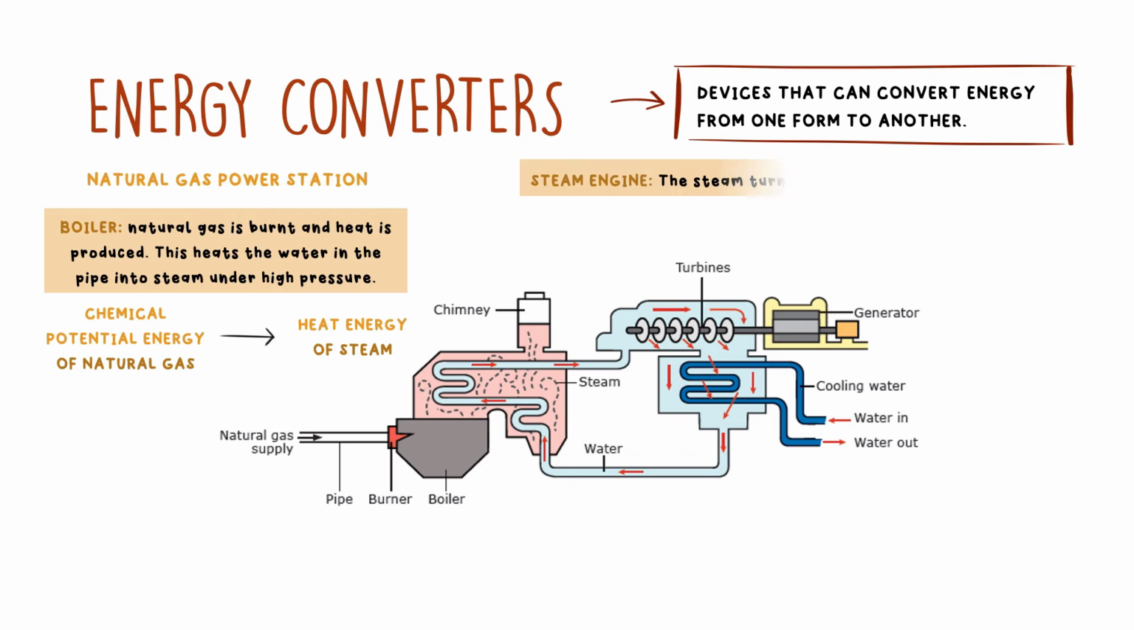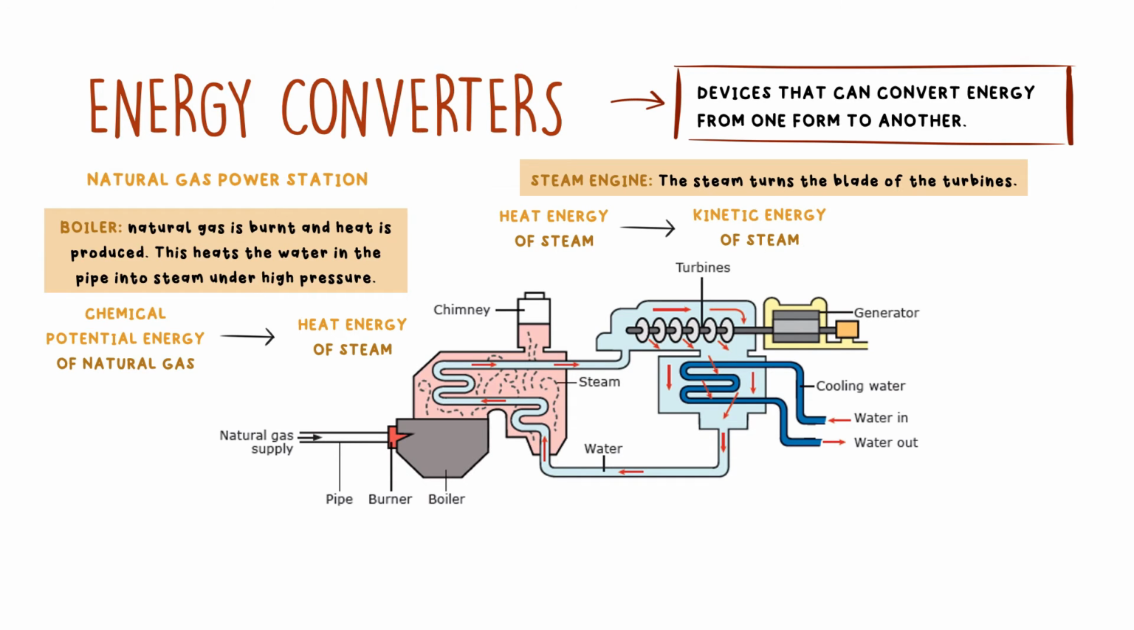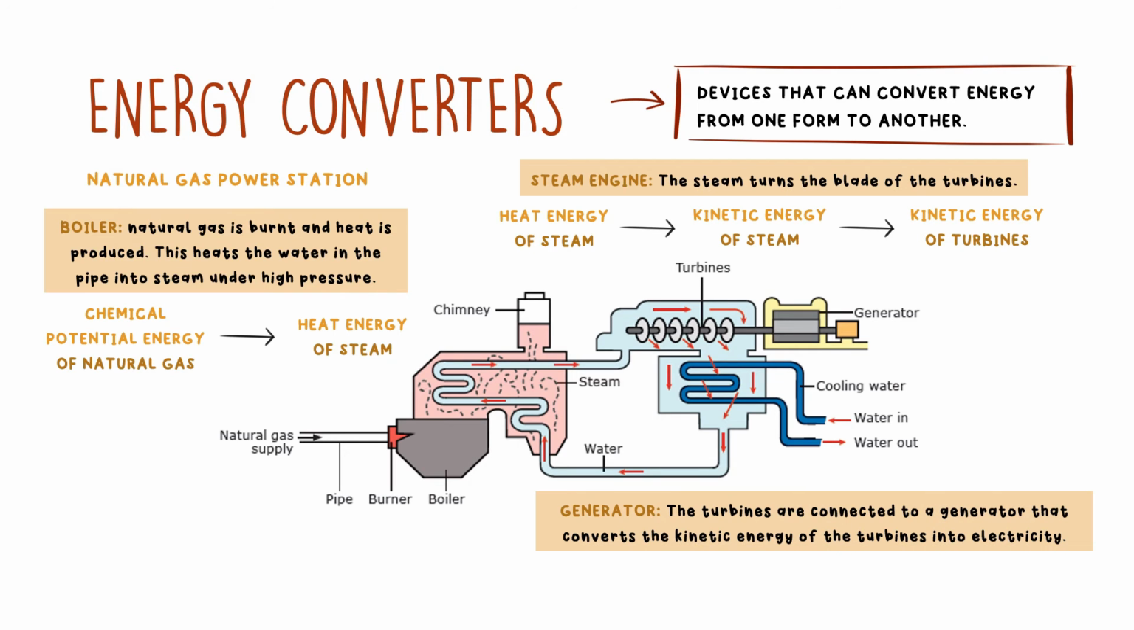In the steam engine, the steam turns the blades of the turbines. Therefore, heat energy of steam is converted into kinetic energy of the steam, and finally converted into kinetic energy of the turbines. The turbines are connected to a generator that converts the kinetic energy of the turbines into electricity.